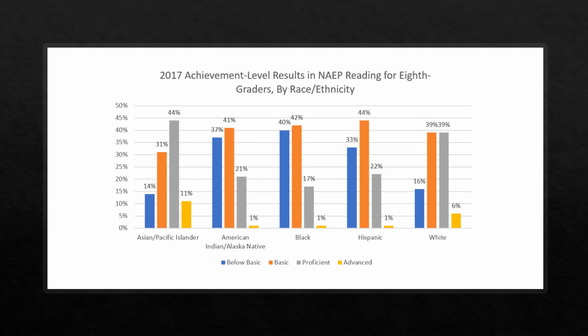However, if you look over to the right, you will see that white children perform at 6% as far as being advanced. However, Asian or Pacific Islanders are performing 11% as advanced. We have to do more work. We have to do more work for our children.